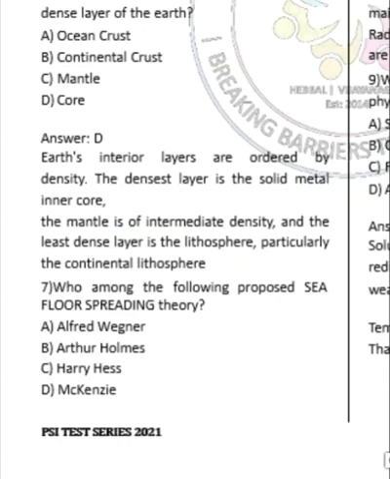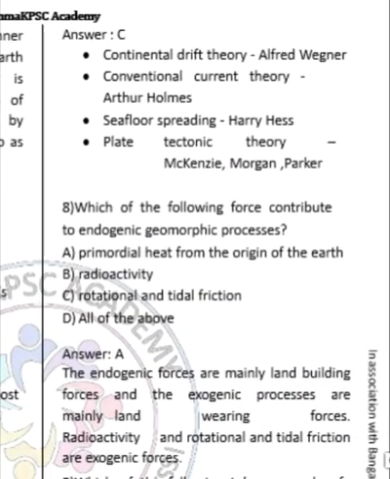Question number 7, it is asking who among the following proposed the sea floor spreading theory. The correct answer is option C, Harry Hess. In the answer key, I have given various theories relating to the distribution of oceans and continents and the scientists who proposed the theories. You have to read about each individual theory and remember the names associated with the theory as well.